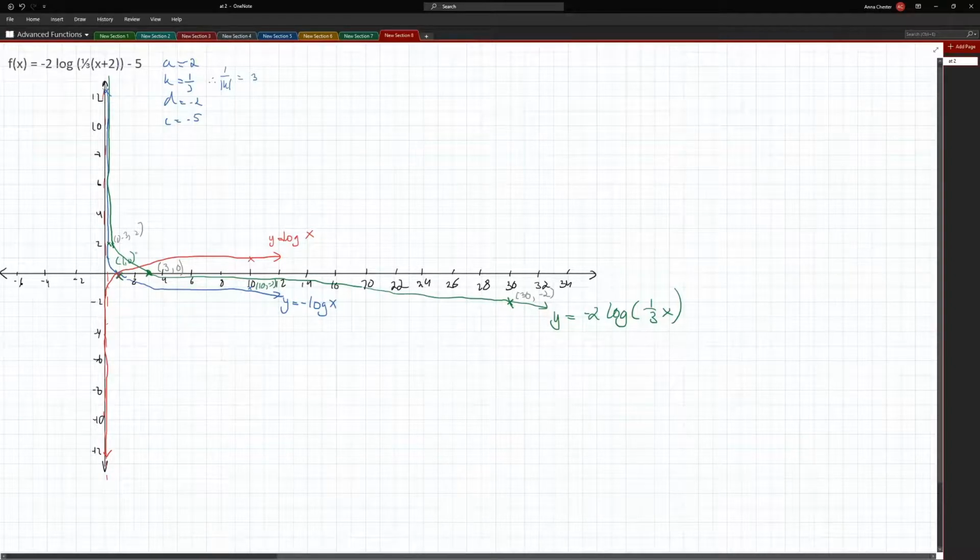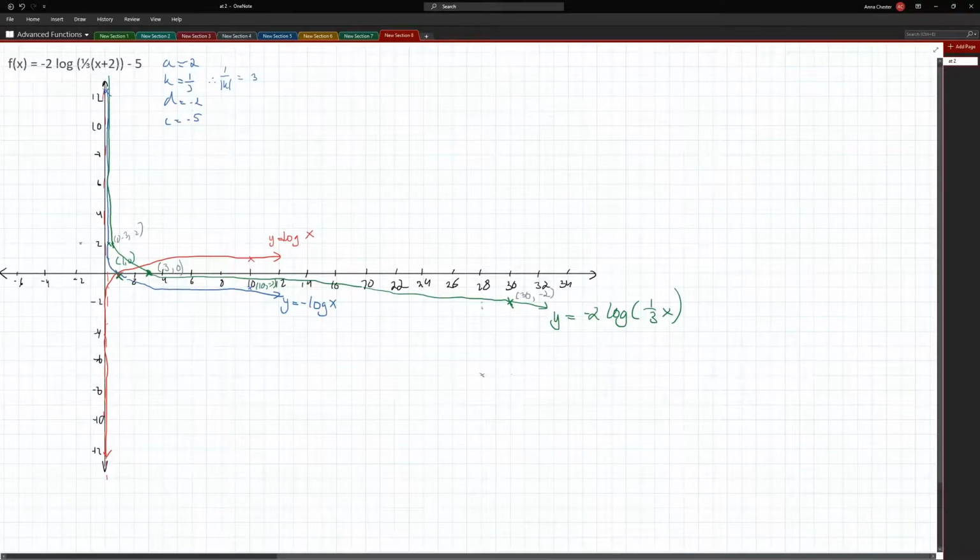These now get our d and c value treatments. So first of all, we moved everything 2 units to the left. So 30 became 28, 3 became 1 again, and then 0.3 became -1.7. So somewhere over here. Then our c value moved everything downward. So -2 became -7.